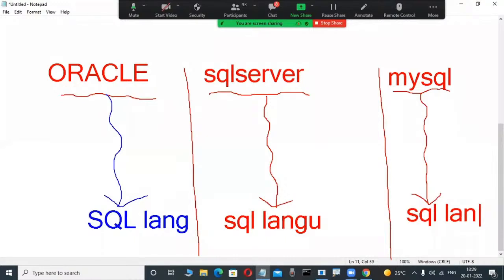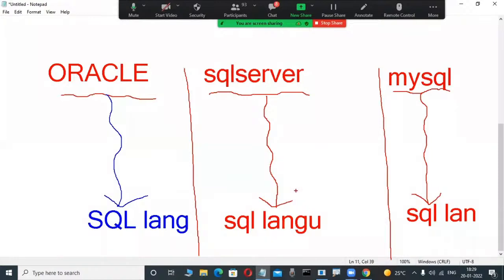Now what is my doubt? So many people attending this demo class have this doubt: are all these SQL languages the same or different? Whether you are working on an Oracle database product, or your friend is working on SQL Server, or another friend is working on a MySQL database product, all of you are using SQL. But are these SQL languages the same or different? Only one answer is correct.